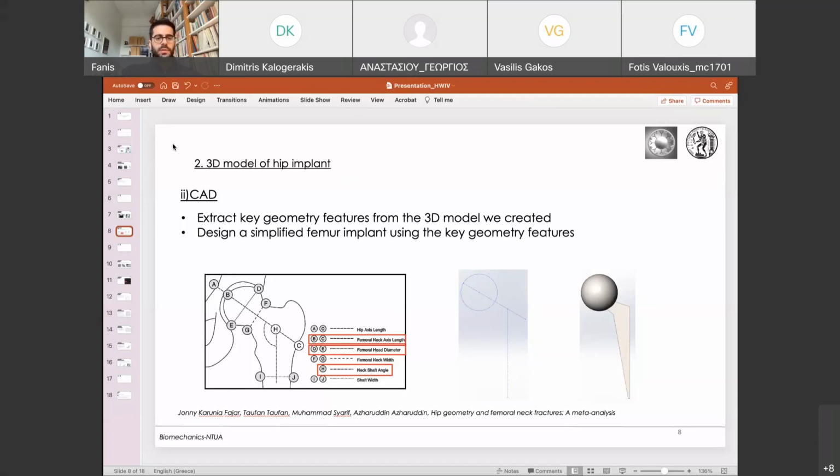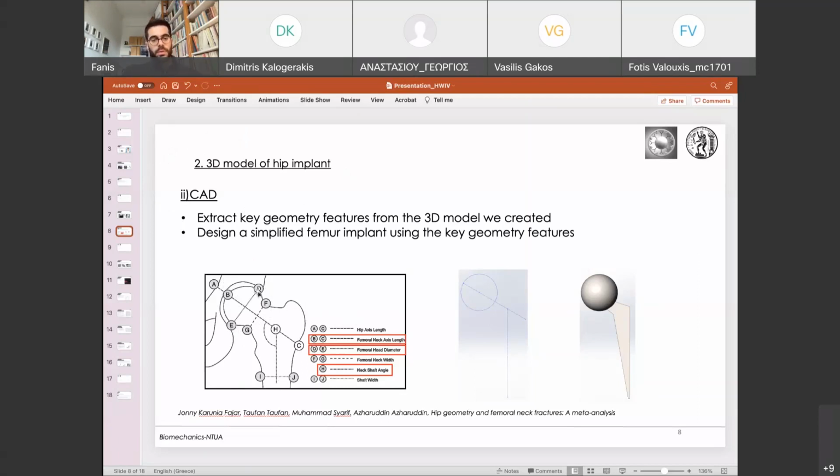As I said, we generated the 3D model in the previous step. And now, since we have it in an STL format, it's easy for us to measure some dimensions and see how it looks. So the first part is a general semantic representation of the femur bone. You might have the right or the left, it doesn't make any difference.